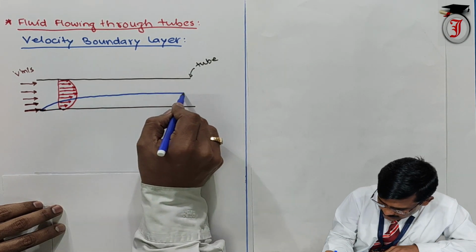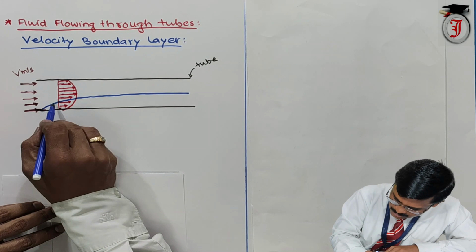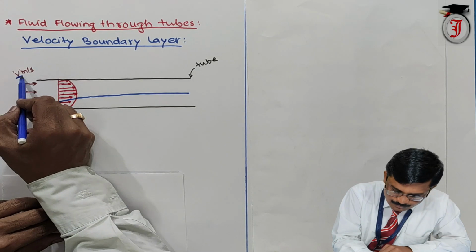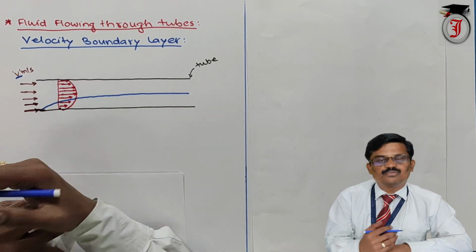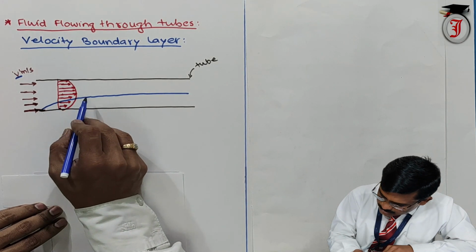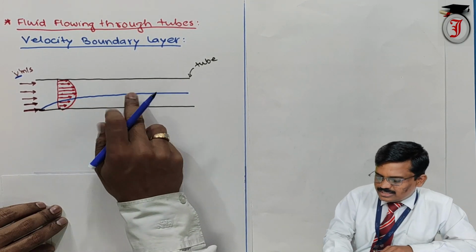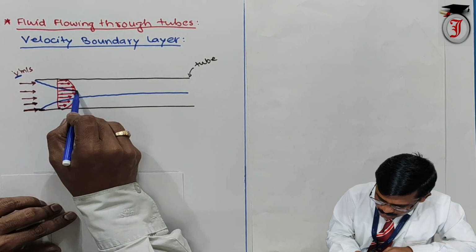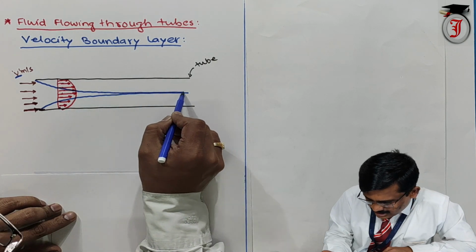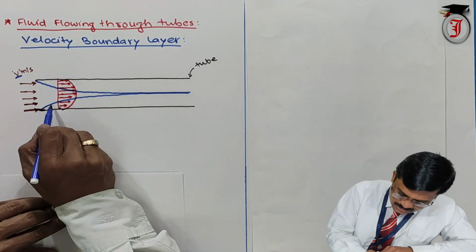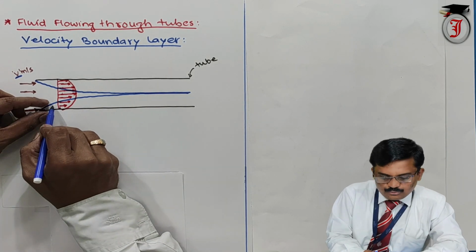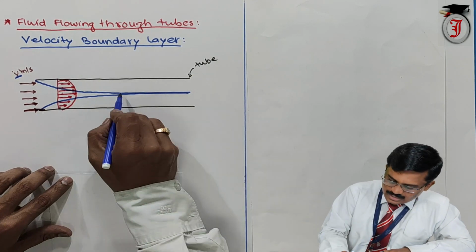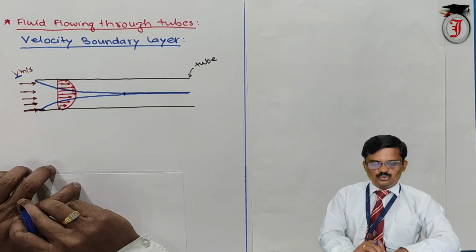We know this is the thickness of a boundary layer where velocity is equal to 99% of the main stream velocity, the free stream velocity. And the thickness of this boundary layer goes on increasing until it reaches the center of the tube. Similarly here we can draw a velocity profile, and its thickness also goes on increasing. So the thickness at the entrance is less for the velocity boundary layer, but as we move along the distance, its thickness goes on increasing until it reaches the center of the tube.